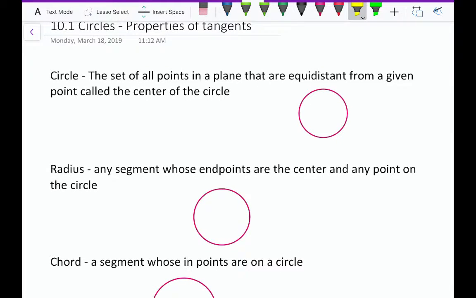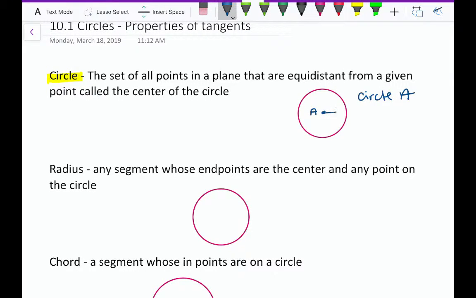So the first word, obviously, is circle, which is the set of all points in a plane that are equidistant from a given point called the center of the circle. So the center of the circle is how we name the circle. So this would be circle A because the center is called point A. And so a circle is the set of all points that are equidistant from that point. So in other words, every point on this circle is the same distance away from point A. And so all of those points are equidistant, and that's what makes a circle.